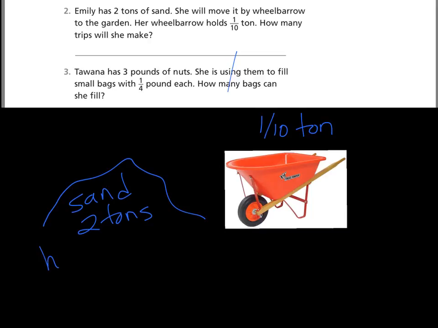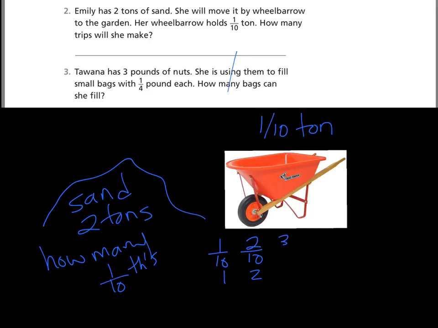So the question becomes, how many 1/10? How many times can I divide my sand up into 1/10? Or how many 1/10 can I get out of 2 tons of sand? Because that will tell me how many trips it's going to take me. Every trip, I'll be able to take a 1/10. So I take the first 1/10, that's 1 trip. Take another 1/10, that's 2 tenths now I've taken, but 2 trips.